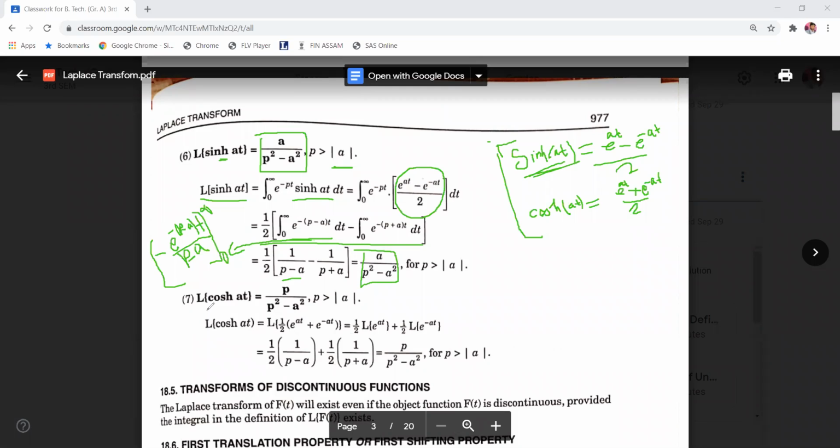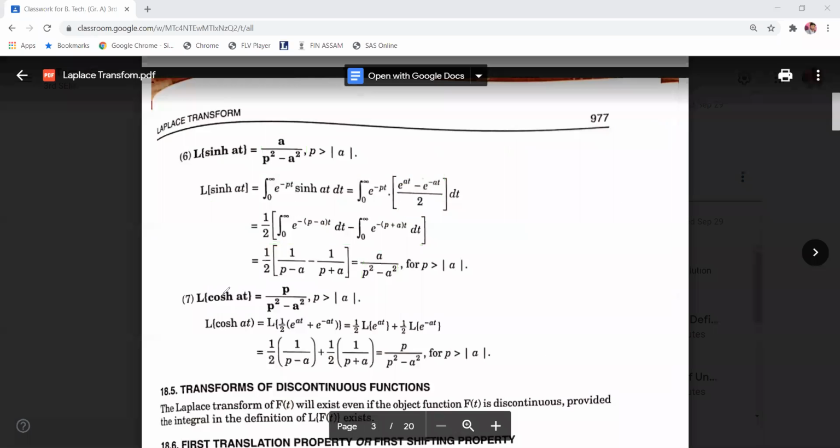Similarly, for the Laplace transform of cos hyperbolic at, you will get p by p square minus a square. In a similar fashion, you will get that one. So all these whatever you have got, these 7 here, as a formula you need to memorize them.